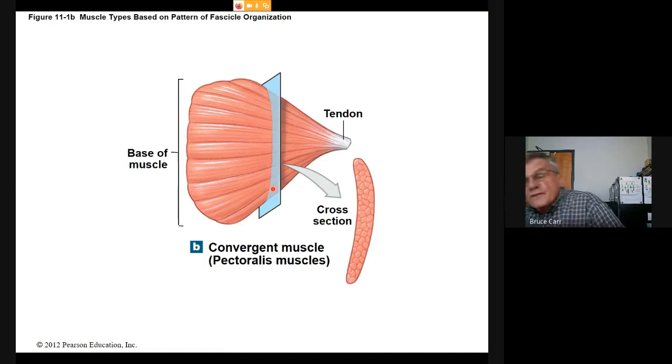This one you can see is a fan shape. Notice also that instead of being sort of round in cross section, it's very flat. This muscle is the Pectoralis Major, which lies here on the anterior surface in the mammary region of the thorax.